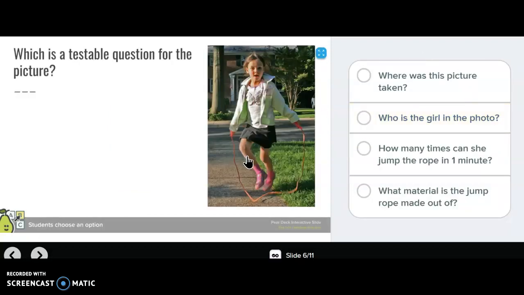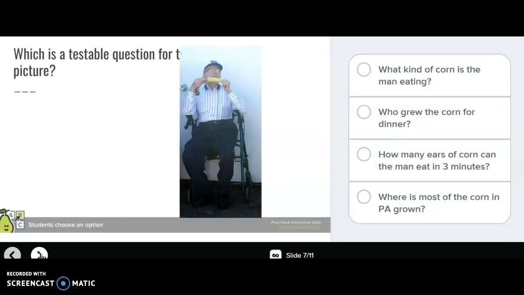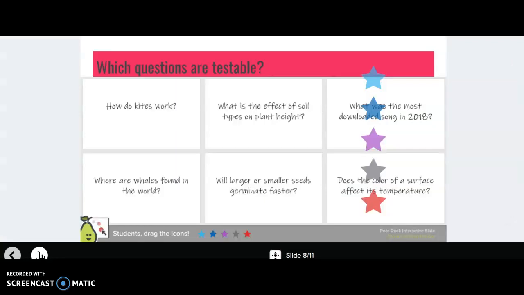This one, you have a girl jumping rope. The material, you could just find that out through research. Who the girl is, you could research or ask around. How many times can she jump in a minute? This gentleman here eating an ear of corn. How many ears of corn can the man eat in 3 minutes is a testable question.